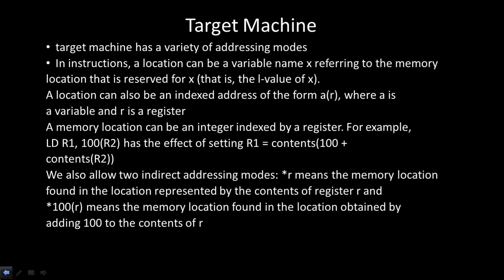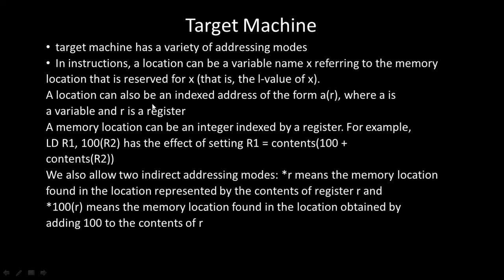So next point of our target machine model is addressing modes. In instructions, the target machine has a variety of addressing modes. In an instruction, the location can be a variable name x referring to the memory location that is reserved for x. A location can also be an indexed address of the form a(r), where a is a variable and r is a register.